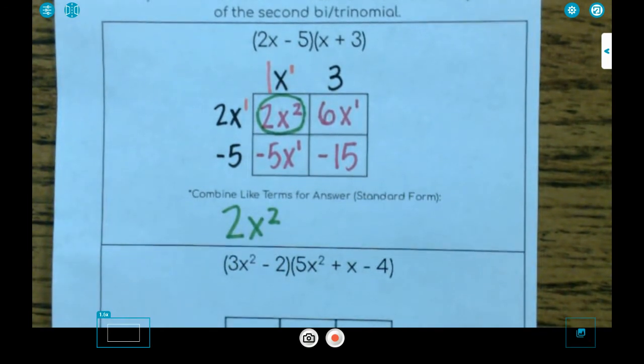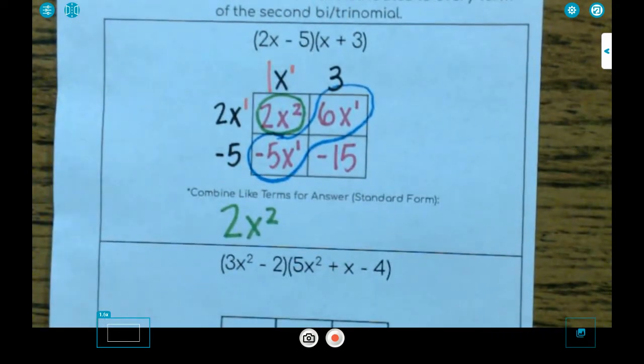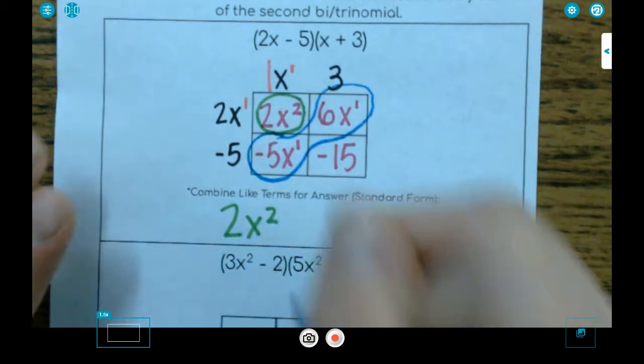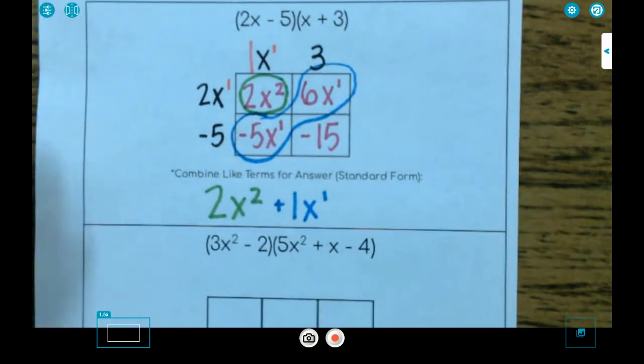Then I have my x to the first. I have both 6x to the first and negative 5x to the first. Those have the same exponents, so we can combine them. So this negative 5x to the first and this 6x to the first. You can either think what's negative 5 plus 6 or what's 6 minus 5. What's 6 minus 5? 1. So we end up with plus 1x to the first. You can write plus 1x to the first, or you can just write plus x.